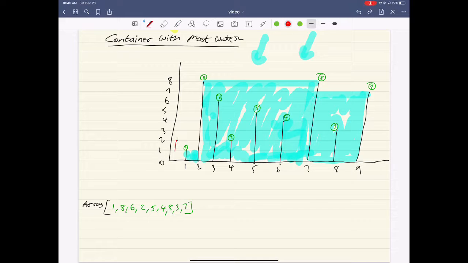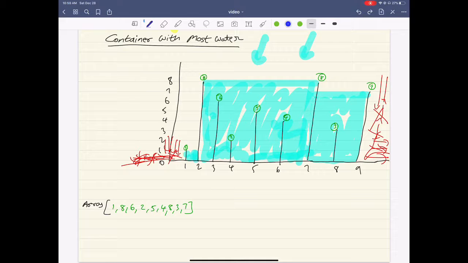Water will not be collected on the left side of the first bar, because whatever water that falls here is going to just go away because there is no bar on the left side to hold the water. Similarly, all the rain that falls on the right side of this last bar is going to flow away on the right side. So there will be no water here and there will be no water here.